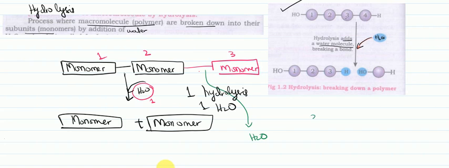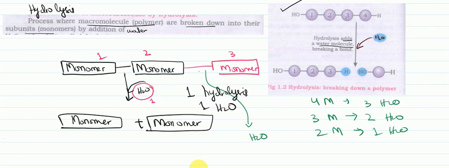So if we have 3 monomers, I am writing it in short form M, how many water molecules do we require? 2 water molecules. If we have 2 monomers, how many water molecules? 1 H2O molecule. If we have 4 monomers, how many? 3 water molecules we require to completely hydrolyze it. Completely hydrolyze means that every monomer must be separated, right? Every monomer must be separated.